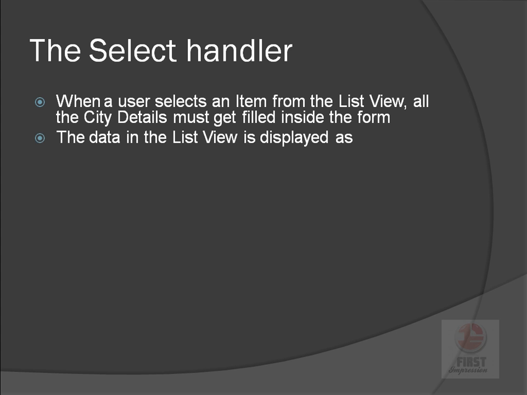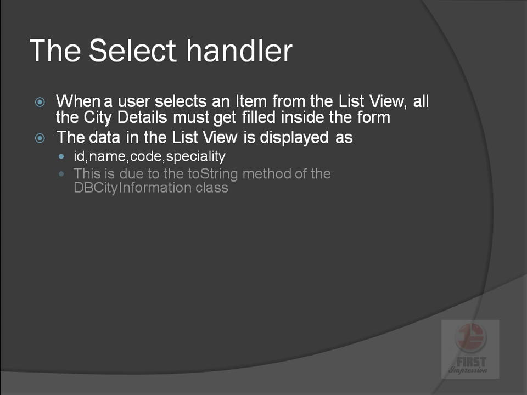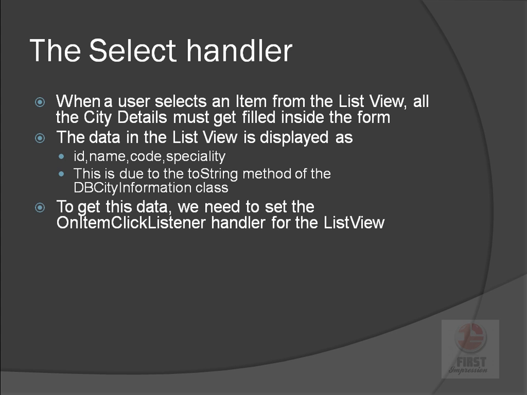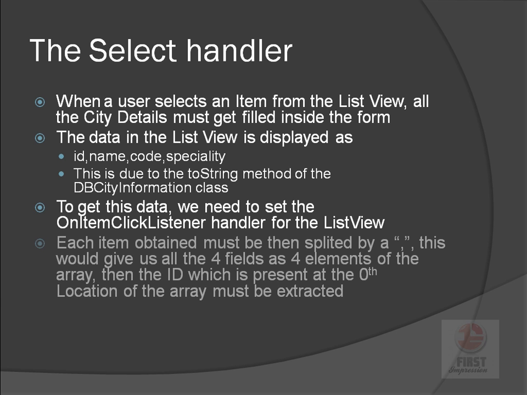The data inside the list view is displayed in the following format: id, name, code, specialty. This is due to the toString method that we have already seen. To get this data, we need to override which function? On item click listener. Each item obtained will then be split by a comma. By splitting that with the comma, we'll get 4 fields, that is the 4 elements of the array. Out of this, the ID is present inside the 0th location, name is inside the first, code inside second, and specialty inside third.